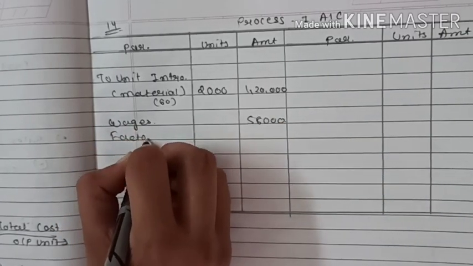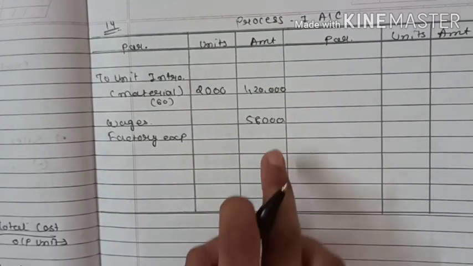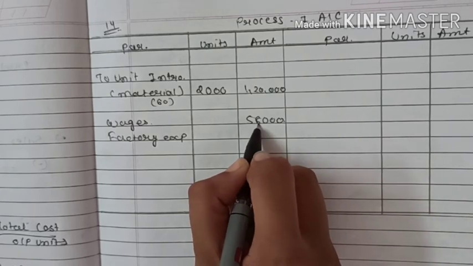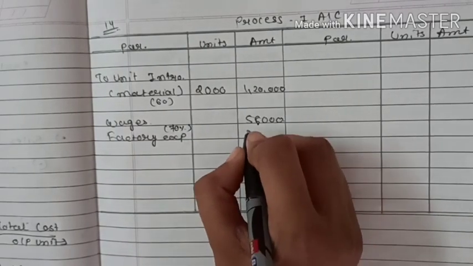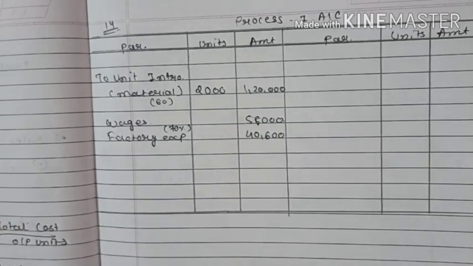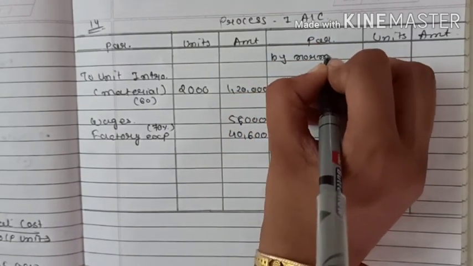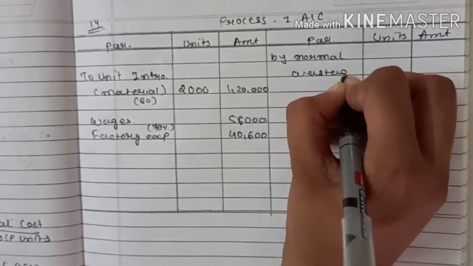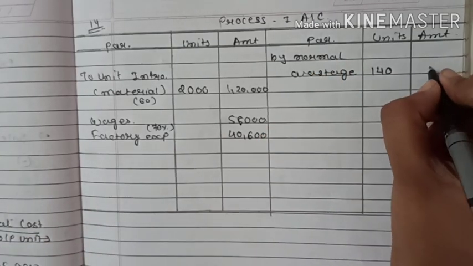Factory expense is 70% of direct wages. Direct wages is 58,000. 70% of 58,000, answer is 40,600. Then wastage is given. Now move on to the credit side. First thing is normal wastage. Normal wastage is given as 140 units. In a bracket it is written unsellable, that means there is no selling value of this wastage. The amount will be nil.